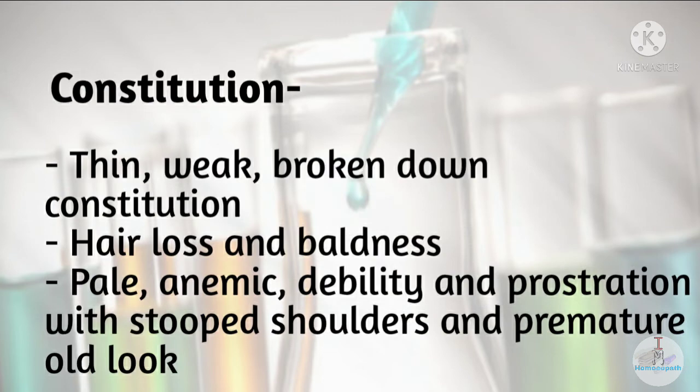Constitution, thin, weak, broken down constitution of a person. The person who has hair loss and baldness. Pale, anemic, debility and prostration with stooped shoulders and premature old look. Debility and prostration, we have seen, is caused due to loss of vital fluid, or the person has general exhaustion also. And the stooped shoulders, stooping means bending over, which is commonly seen in old age people. So the young individuals who have stooped shoulders or the posture with stooped shoulders look like old people, that is termed as premature old look.